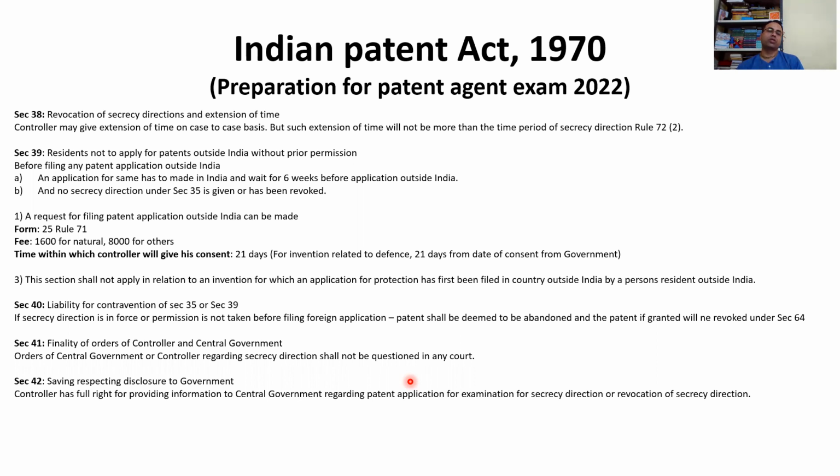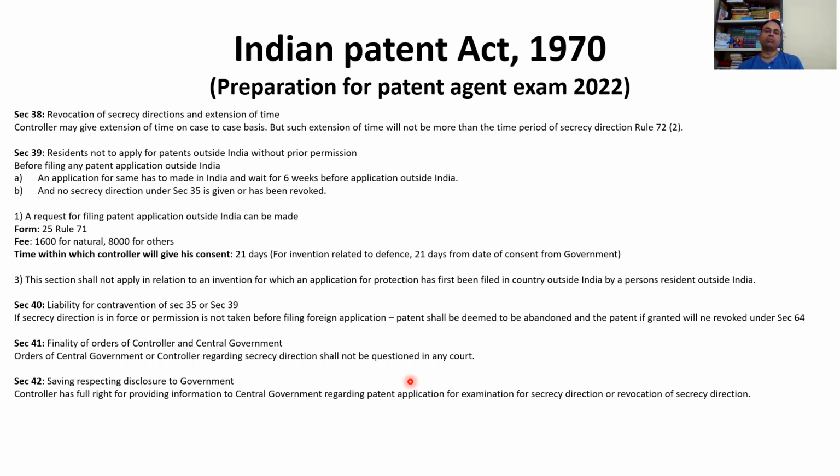Section 39 means before completion of 6 weeks, you file a patent in India, but you miscalculated your application timing, and before expiry of 6 weeks, you file a patent outside, either WIPO or anywhere, in the US or anywhere. Or you didn't file an application in India, you don't follow this Form 25 process, or if you follow the Form 25 process, you did not wait for the controller's consent and you file the patent outside India. Whatever the case may be, as given in Sections 35 and 39, if you do not follow them, then the patent shall be deemed to be abandoned, and the patent, if granted, will be revoked under Section 64. So even if the patent is granted, that patent will be revoked under Section 64.